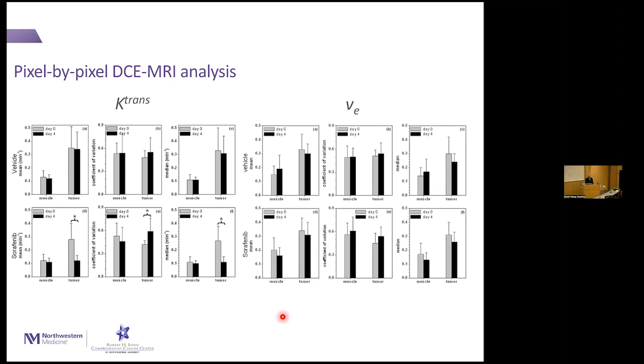And in doing that, we found differences in the tumor day 0 compared to day 4 with the sorafenib and not with the vehicle. For both the vehicle and sorafenib, the V sub E didn't show any significance. And that really didn't bother us in this model. It's not as useful of a parameter, the washout or permeability parameter.